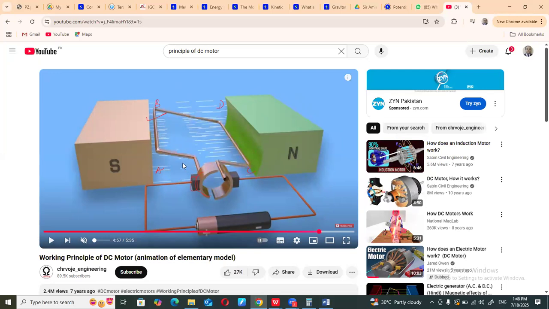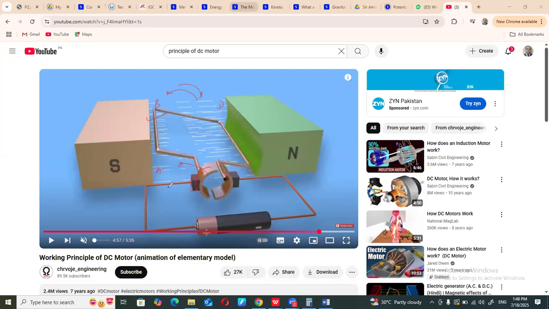So if the direction of the current remains the same, technically speaking, the armature should go in one direction and then it will turn into another direction. The problem started here. So what will happen? Because as soon as the direction of the armature changes, there should be a change in the direction of the current as well.